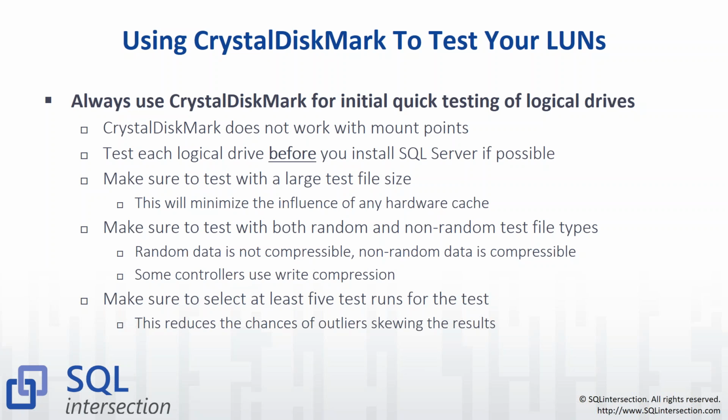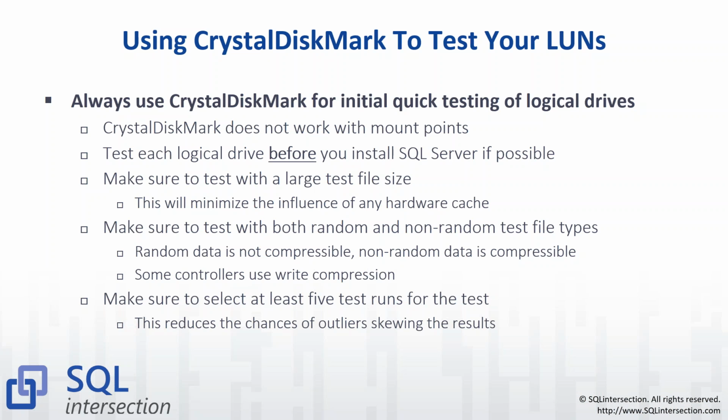And you want to make sure that you test with a large test file so that the test file doesn't fit in your hardware cache if possible. You can also run this test with random and non-random test files so that you can see what might be going on with hardware compression in your storage subsystem. And you want to run at least 5 test runs instead of just 1, so you don't have an outlier skewing your results.